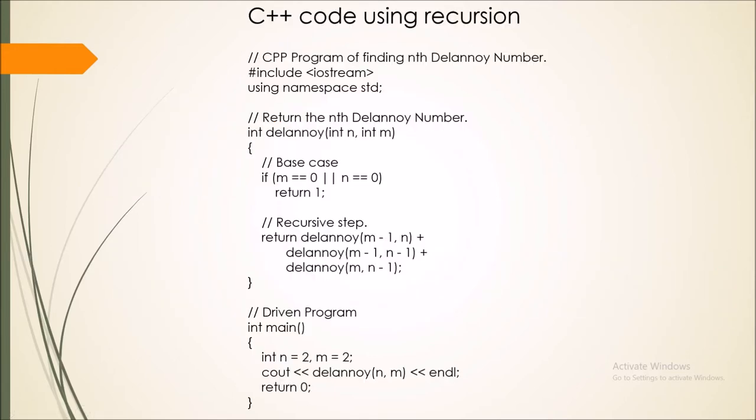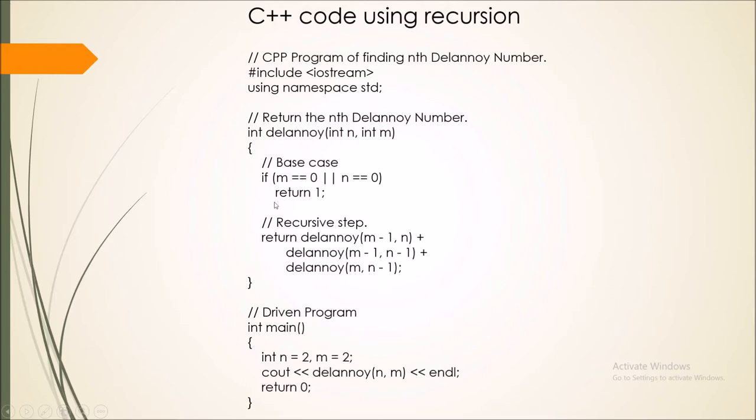Let's check out the C++ code of Delannoy number. Here, as you can see, we have a method, the method of the Delannoy number. We have input integer number n and integer number m. In the example we have seen, we used D(2,2), so here the input might be 2, 2. So I have initialized n equal to 2 and m equal to 2.